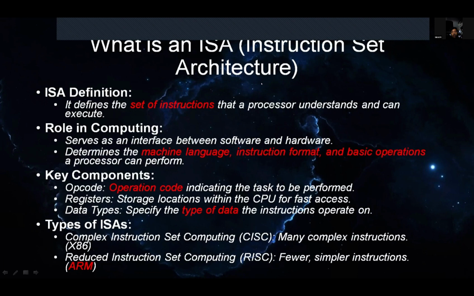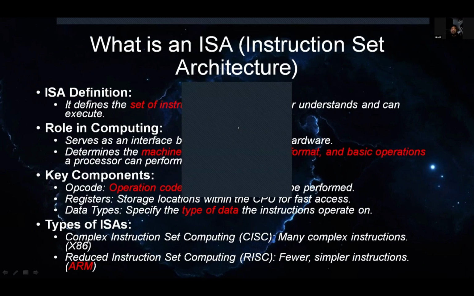So the types of ISAs. Now you have CISC, that is complex instruction set computing, or you have RISC, that is reduced instruction set computing. Now most of your PCs, let's say your Intel processors, work on something called x86. Now this is complex instruction set computing, where the number of instructions that are present are quite vast. So you have a very large table, a very large list of instructions that are going to be used. And you also have RISC.